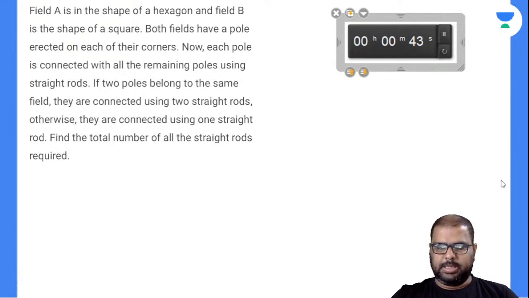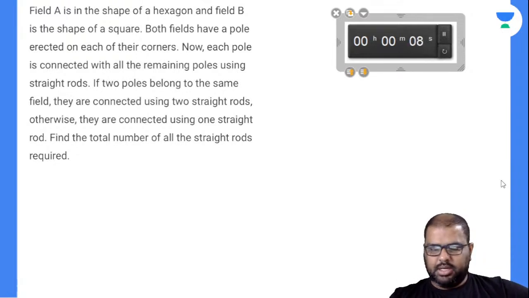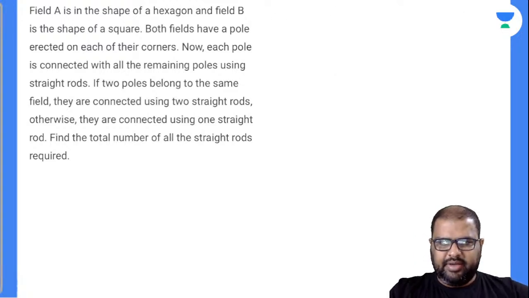Any answer for this? Swaroop, Nitin, Nabeen, Harsha, regular students, right? Nobody got the answer there. Easy one, yeah? Now see, observe the things there.